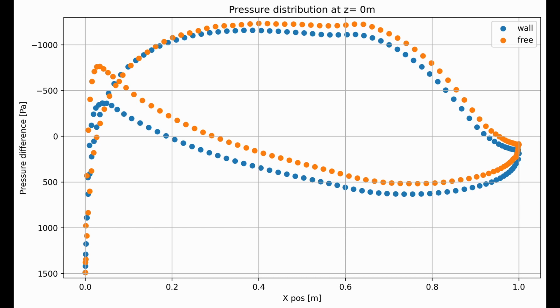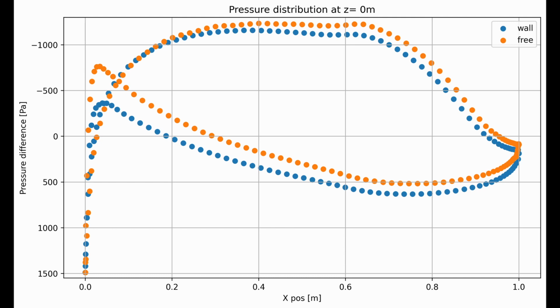As we expected from the images, you can see that the lower surface now has a higher pressure in the wall case. Interestingly enough, we can also see that the upper surface has a slightly less negative pressure, meaning the pressure is also a bit higher.